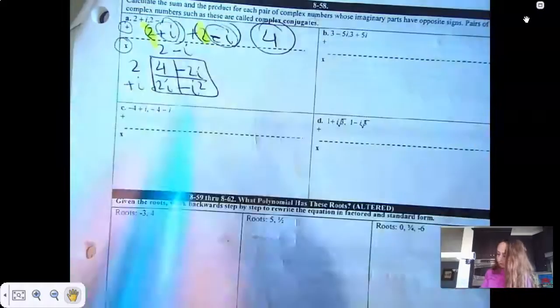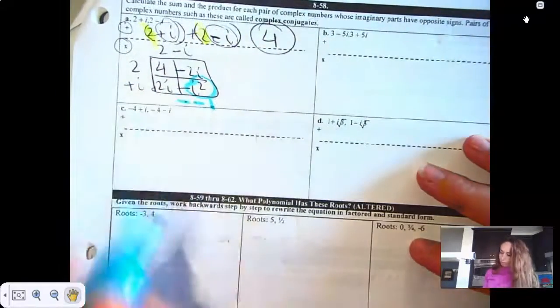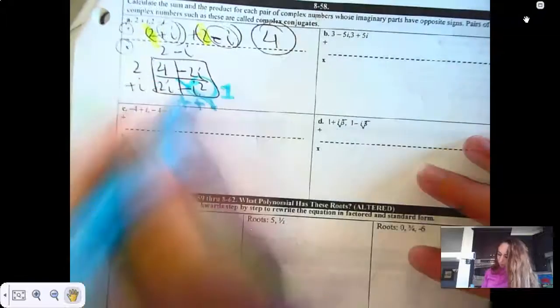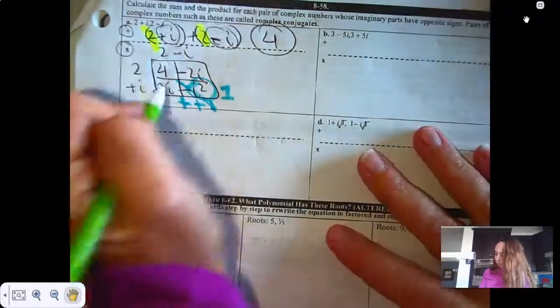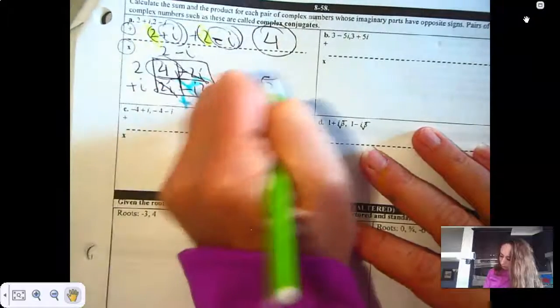Remember what i squared means. i squared means negative 1, but you have another negative, which means now that's actually positive 1. 2i minus 2i is gone, and 4 plus 1 is 5.